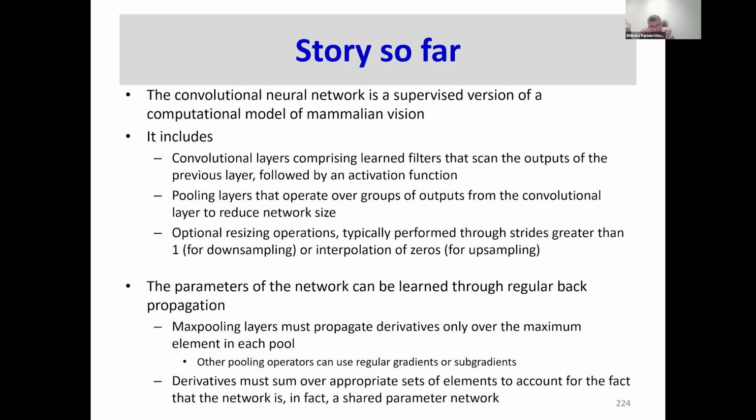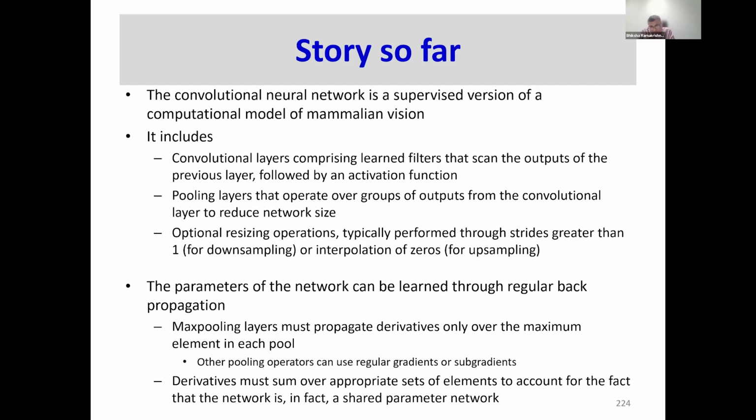The convolutional neural network is a supervised version of a computational model of mammalian vision. It includes convolutional layers comprising learned filters that scan the outputs of the previous layer, followed by an activation, and pooling layers that operate over groups of outputs from the convolution layer and typically include downsampling to reduce network size. You have optional resizing operations, typically performed through strides greater than 1 for downsampling or interpolation of zeros for upsampling. The parameters of the network can be learned through regular backpropagation.